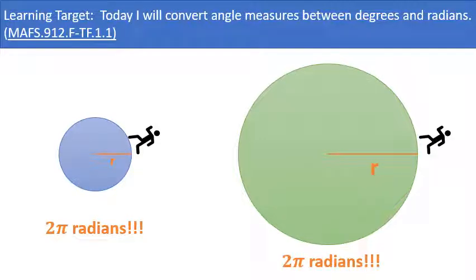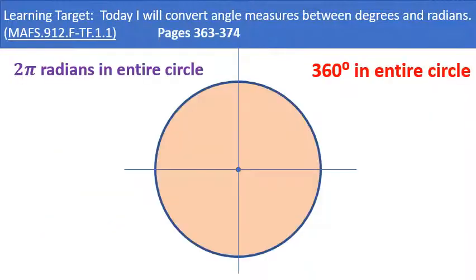2 pi radians. All right, so the great thing about basing a radian on the radius is that no matter what the size of the circle is, there will always be exactly 2 pi radians in the circle. So we'll always be talking about the same part of the circle no matter what the size is. That's important.